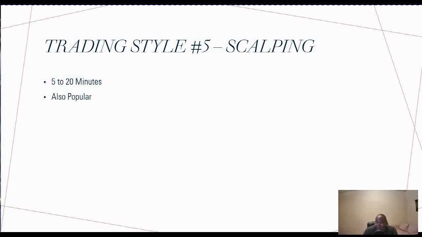It's also popular, just like day trading, because you're making money every single day. Normally, for me, my profit target when I'm scalping is anywhere from 10 cents up to $1.50. All right, that's what I'm looking for as my profit target. Now let's look at some of the downsides with scalping.